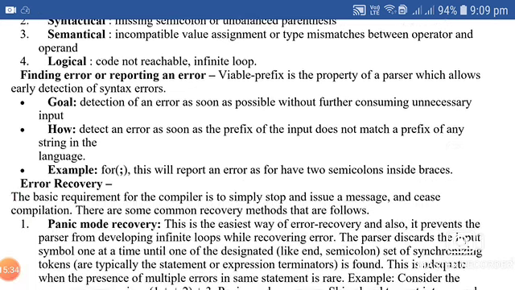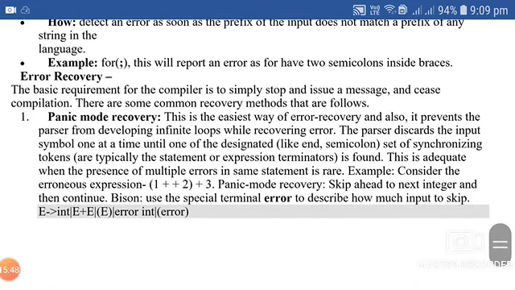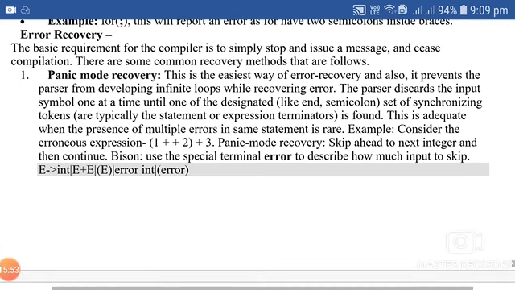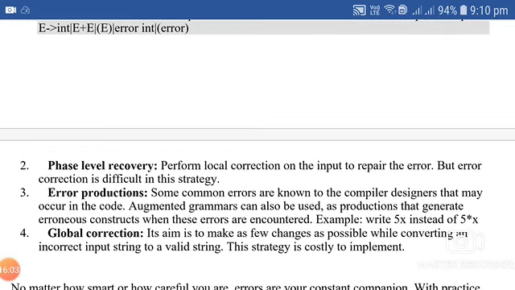So the goal is detection of an error as soon as possible without further consuming unnecessary input. How to detect an error: as soon as the prefix of the input does not match a prefix of a string in the language. So we have different modes for error recovery, and the first one is panic mode recovery. This is the easiest way of error recovery, and it also prevents the parser from developing infinite loops while recovering from errors. And the next one is phrase level recovery.